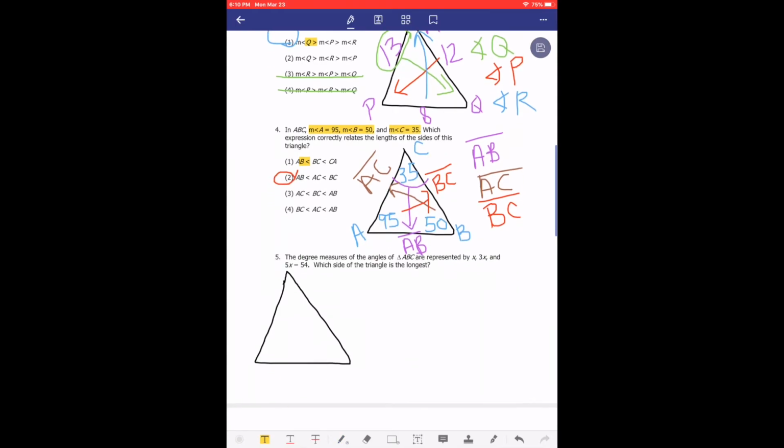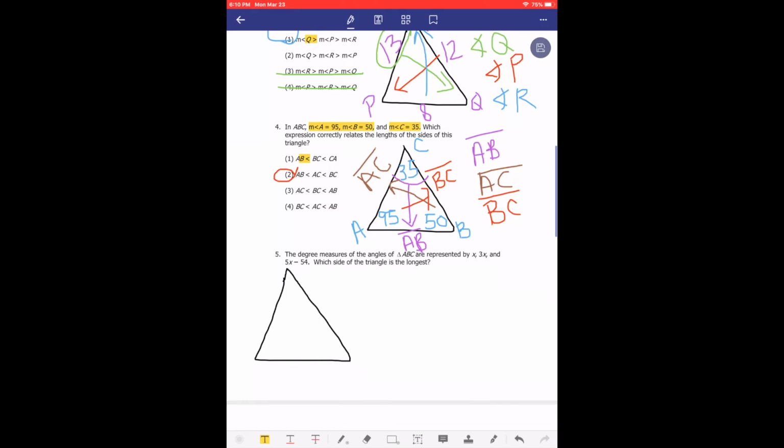Question 5. The degree measures of the angles of triangle ABC are represented by x, 3x, and 5x minus 54.